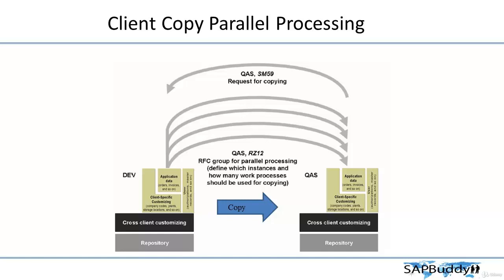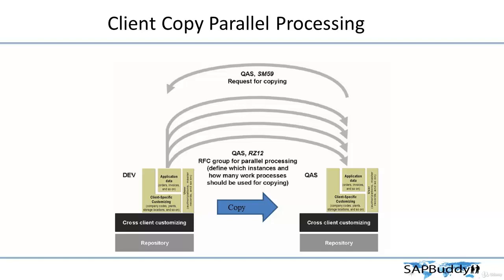However, within SAP, we have a concept called parallel processing. Using this parallel processing, we can increase the processing speed of the client copy functionality. The client copy processes are generated at runtime. At runtime, the parallel RFC processes are managed by an RFC group. We already saw what an RFC group is. Using RZ12, we can create an RFC group. You must also specify the number of parallel processes you want to use in the client copy process.